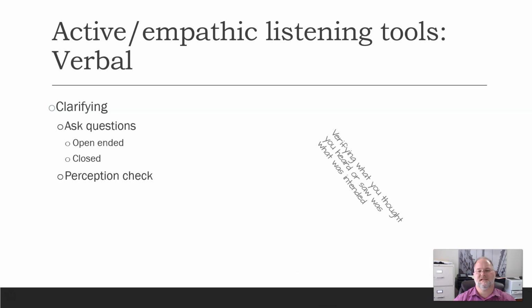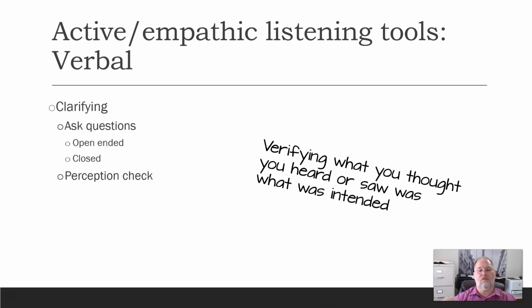Next thing we're going to do is perception checking. And that's verifying that what you thought you heard or saw was what was intended. You got to be careful with these because you don't want to be too forward. But if someone is sitting there with their arms crossed, maybe you want to make sure that if they're cold or if they're closed off or they're upset or they just don't know what to do with their hands. But this is the idea of perception checking. Instead of building assumptions based on your perceptions, you need to verify those perceptions to make sure they are correct.